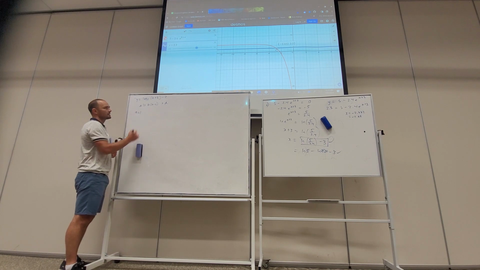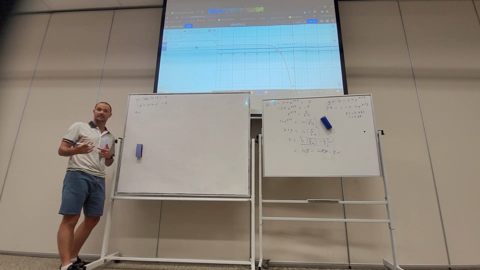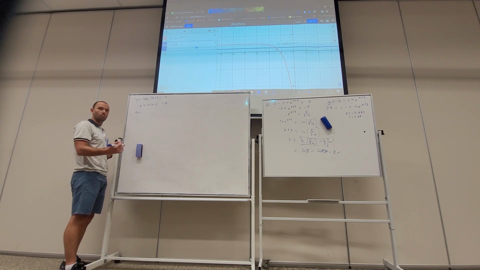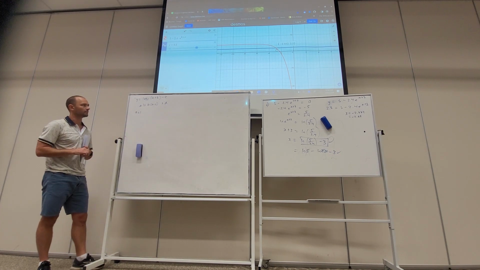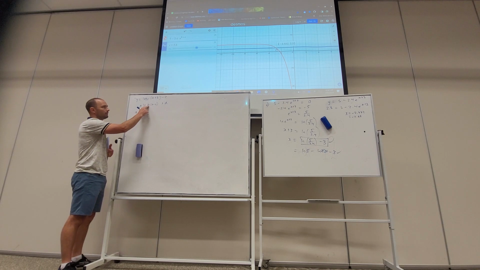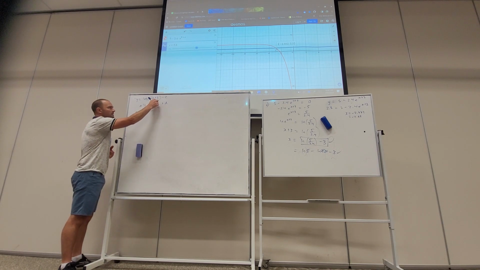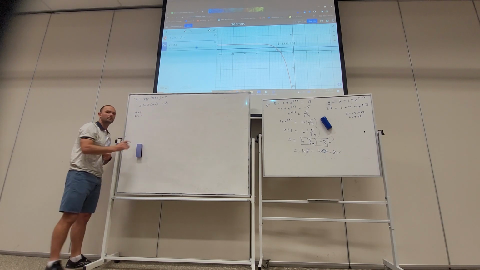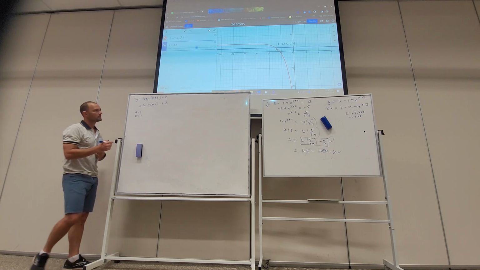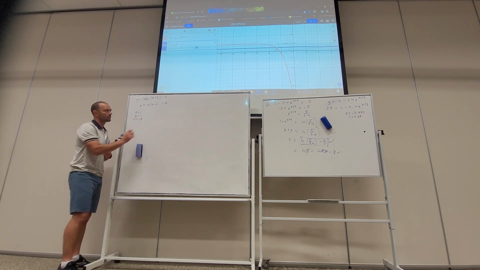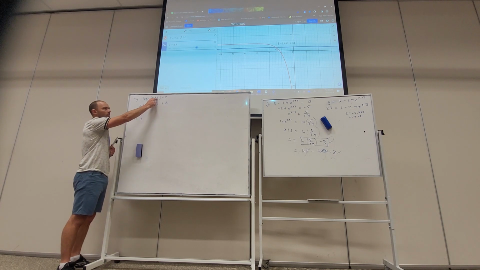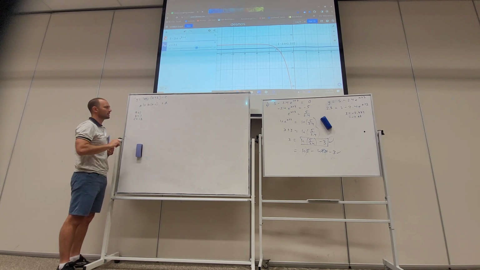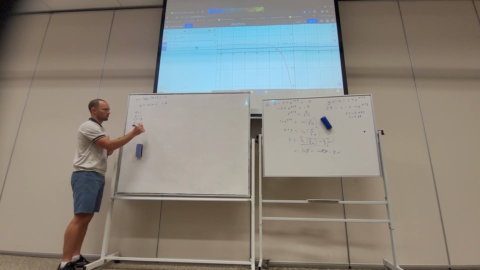So A is 1. There's nothing stated out the front, so the coefficient is 1. If it was negative 1, we would put A as negative 1. B, this number here in front of the bracket, is also 1. C is going to be 3, because we have minus 3, and we'll give you the positive 3 that we're required, and D is minus 2.